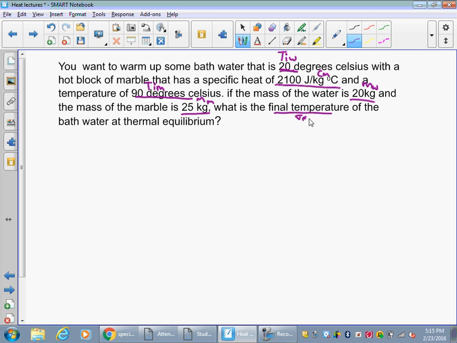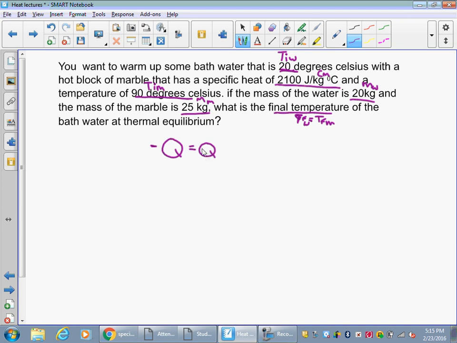Okay, what you need to remember is that the T final for both is going to be the same. So T final water is equal to the T final of the marble. Remember from lab that if I have a hotter object, its Q is going to be negative. It's going to lose heat. But that cannot be lost into the ether. It can't be lost into nothing. It has to be gained by something else. So in this instance, the negative Q has to be equal to the positive Q gain of another object. So the heat lost is equal to the heat gained.